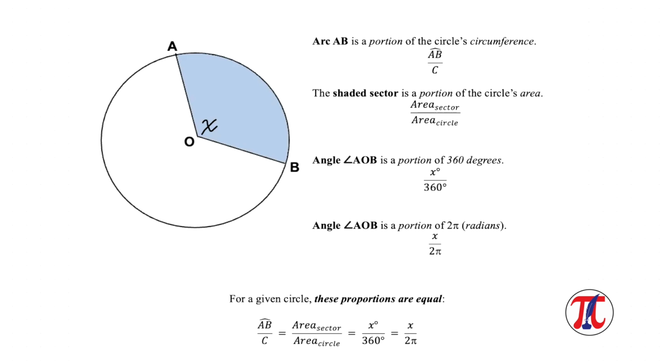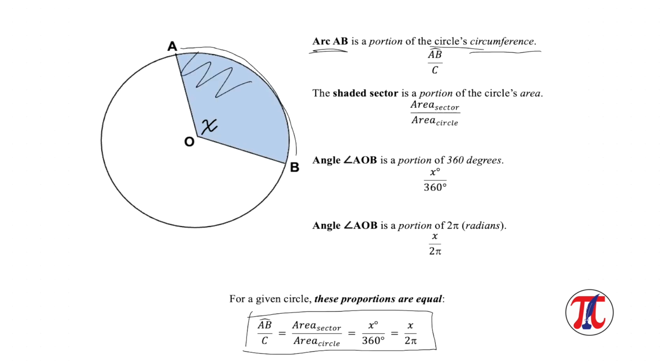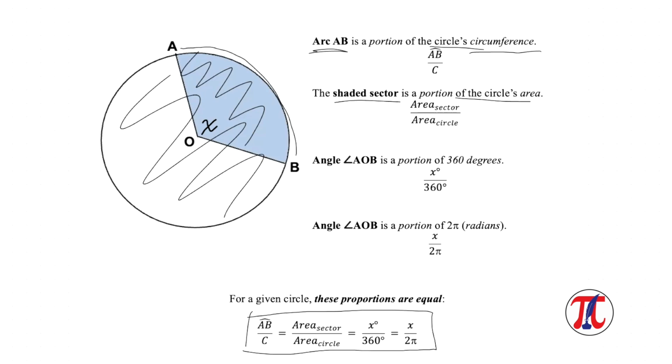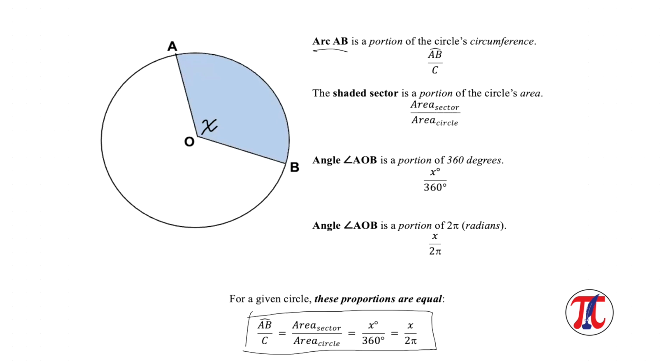Here's what I really want you to know. Those proportions are equal. Arc AB is a portion of the circle's circumference. The shaded region, the area, is a portion of the area of the entire circle. Angle AOB, in this case angle X, is a portion of either 360 if it's in degrees, or 2 pi if it's in radians. You'll know if it's in radians or degrees based on the notation of the question. Those proportions are all the same.